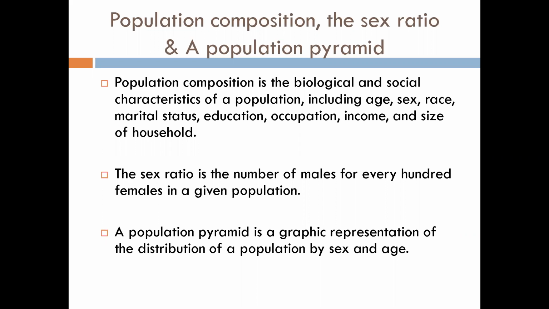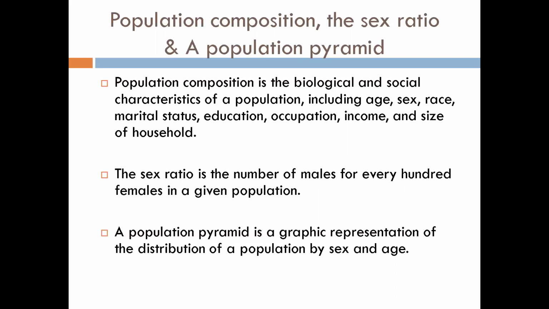We have talked about the sociology of economy, sociology of family, sociology of politics, and now we are on the sociology of population. Population composition is the biological and social characteristic of a population. Demography. We talked about demography. Population composition is the biological and social characteristic of a population, including age, sex, race, marital status, education, occupation, income, and size of household.